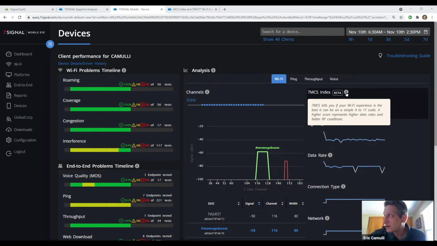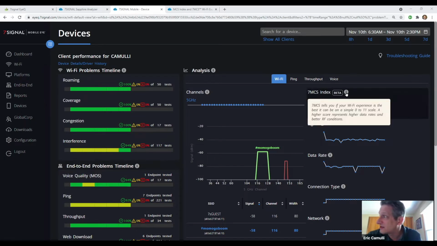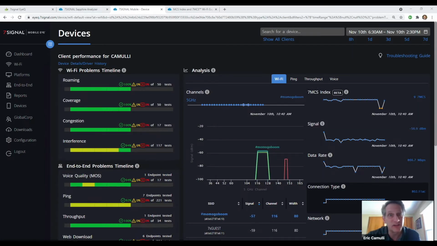Is your Wi-Fi experience the best that it can be? And how do we figure that out? Well, let's take a look at a couple things. The first thing that I want to take a look at is the connection type, your PHY. As you can see right here, my device is connected at 802.11 AC. That's the first thing that we need to know, because that's going to dictate basically the certain data rates that I can achieve.